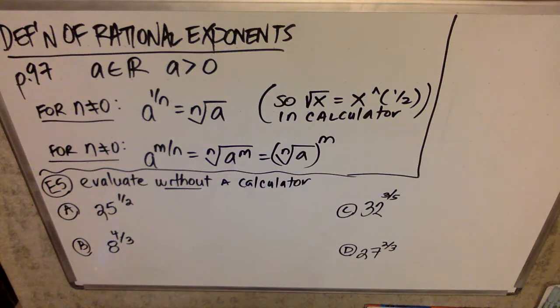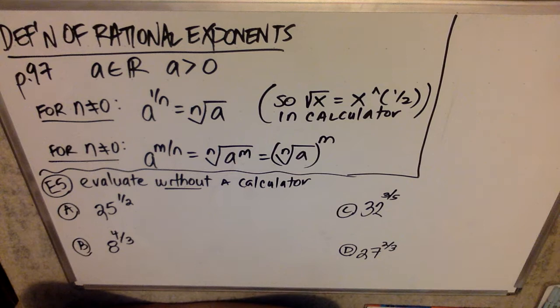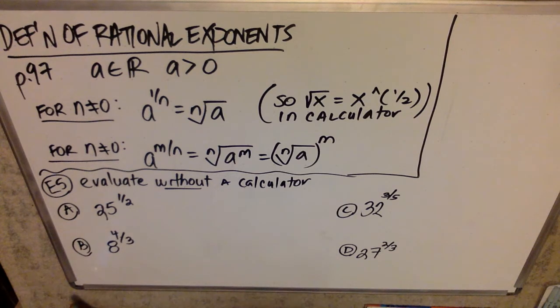This is Honors Algebra 2 Pre-Calc. We are doing section 2.2, and this is our last video in this section. We're doing the definition of rational exponents. So on page 97, you'll see that a is a real number. A is an element of reals, and that a is positive, thus a is greater than 0.